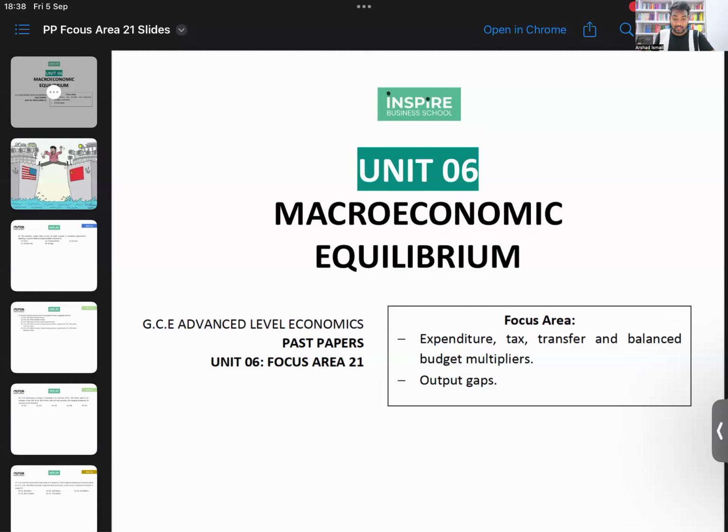Focus area number 21 is the last part of unit number 6. That is where we talk about multipliers, right? Where you talk about the expenditure multiplier, the tax multiplier, transfer multipliers, different multipliers and how that affects national equilibrium.